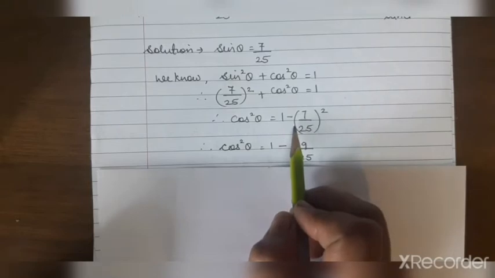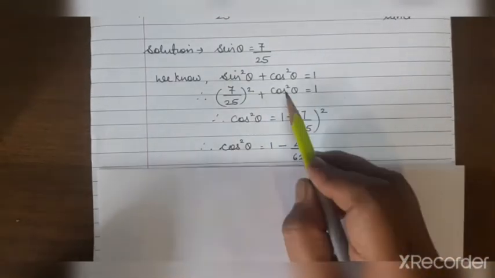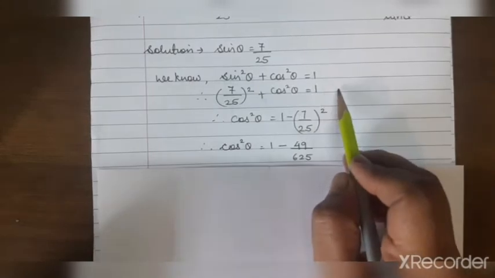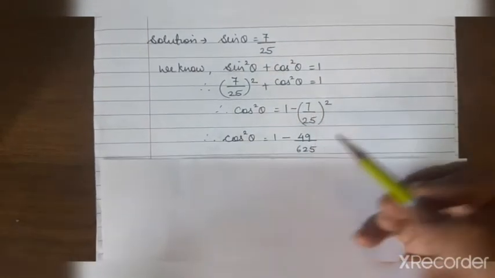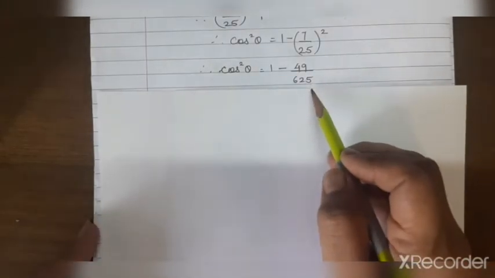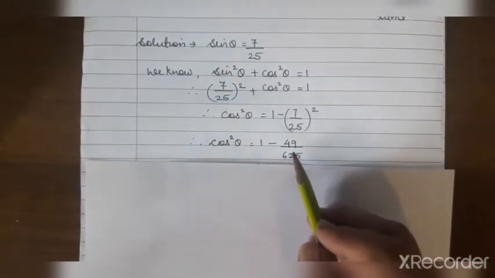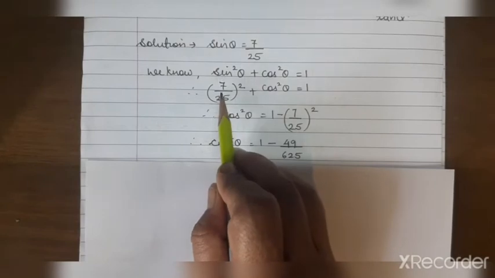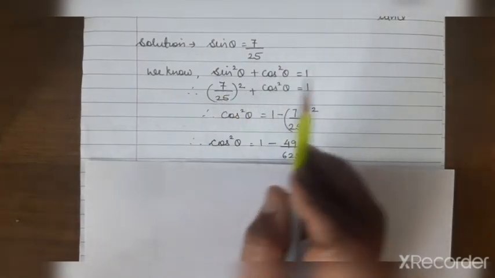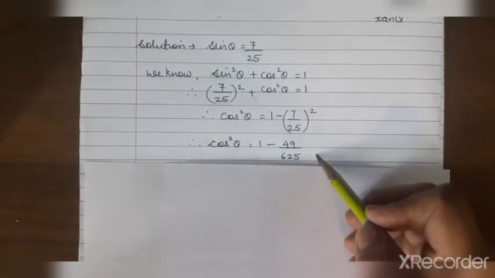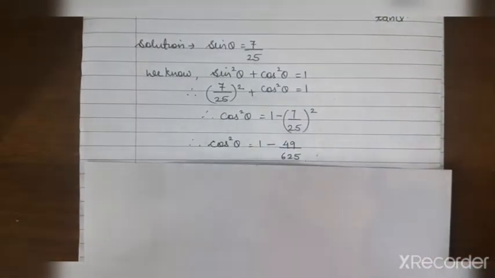You can see here. Okay, so our second step becomes cos square theta is equal to 1 minus 7 upon 25 the whole square. Now if we open the bracket, we get 49 upon 625. I told you, if you want, you can already open the brackets here and write 49 upon 625 and then you shift. Still you will get this step, that is 1 minus 49 upon 625.